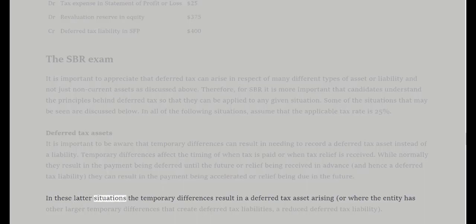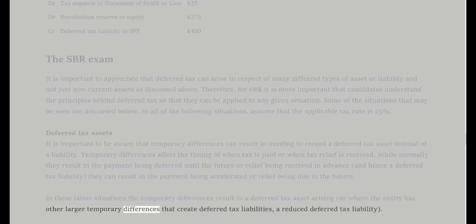In these latter situations, the temporary differences result in a deferred tax asset arising, or where the entity has other larger temporary differences that create deferred tax liabilities, a reduced deferred tax liability.